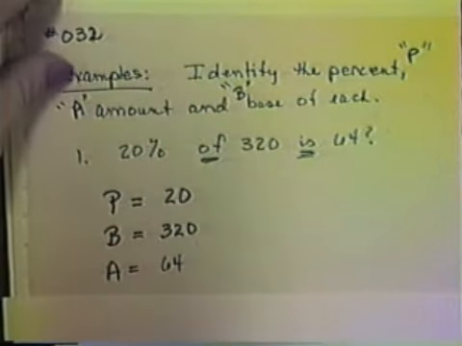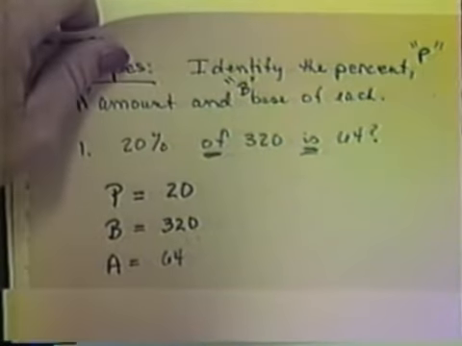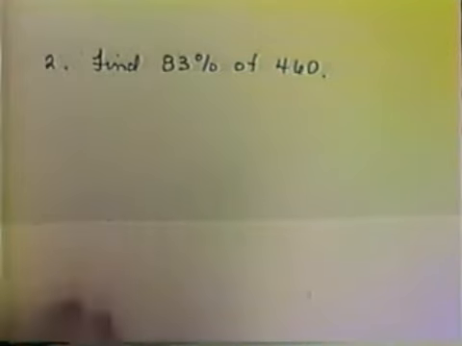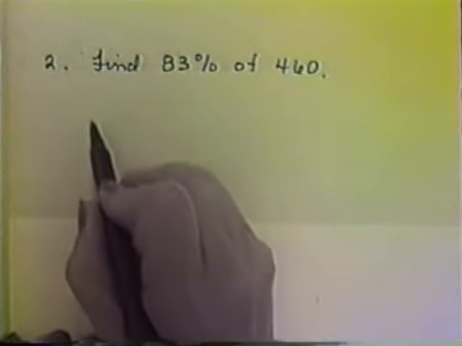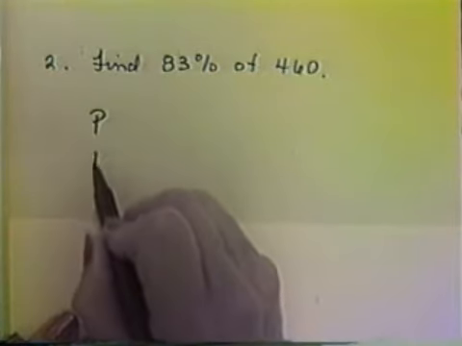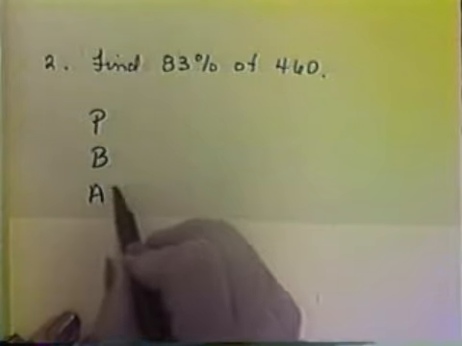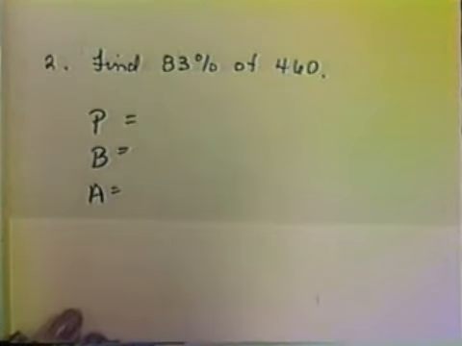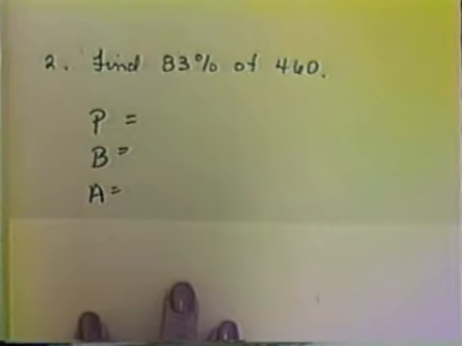Okay, let's look at our next example. The next example says, I want to find 83% of 460. So I have to identify the percent, the base, and the amount. I'm going to say 83% of 460. I need to identify the percent, the base, and the amount.